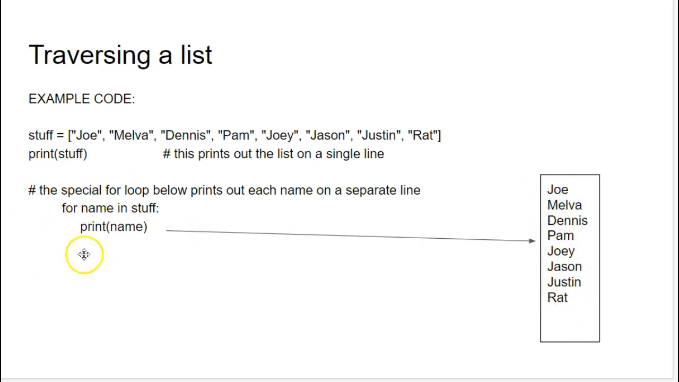Well, in this for loop, and here's my special for loop, for some variable in the array stuff. So for name in stuff. This doesn't have to be named name just because these are names. Print name. So this loops the length of this list times, on separate lines. I get that output.